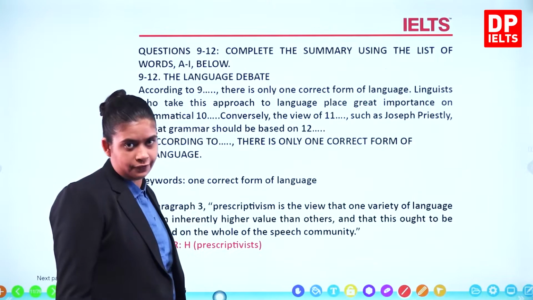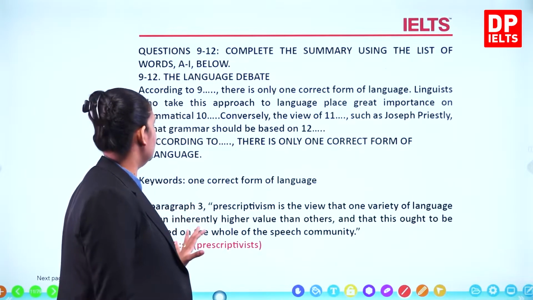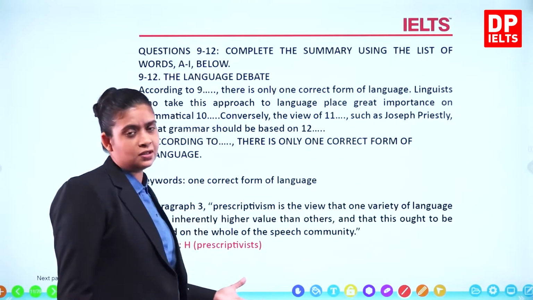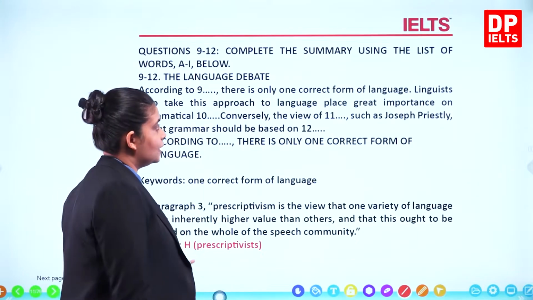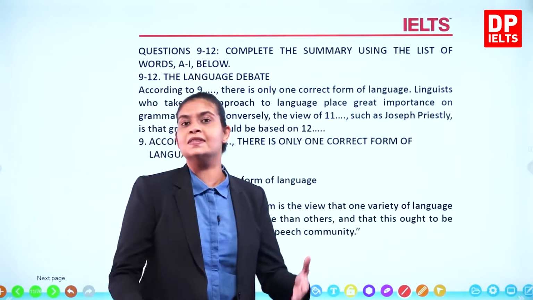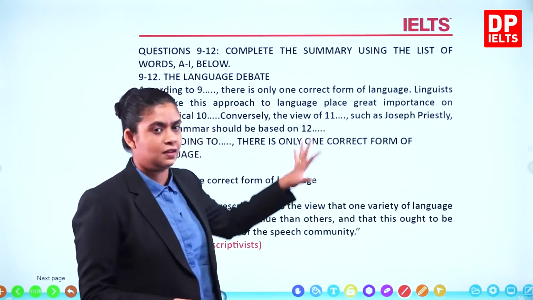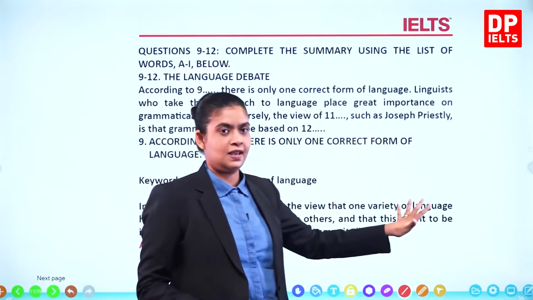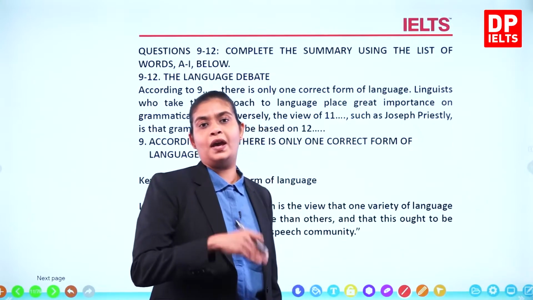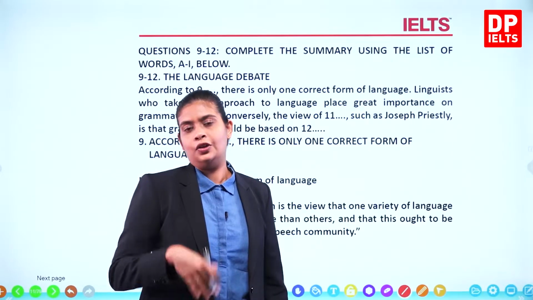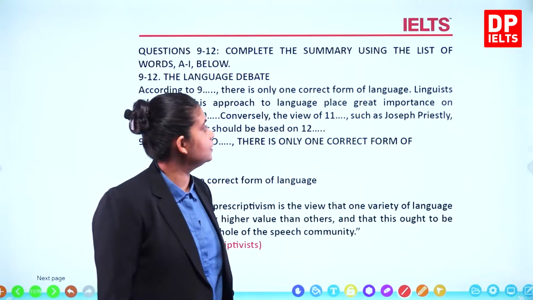Questions 9 to 12. Complete the summary using the list of words A to I below. So A to I, you should be going through it in your reading passage or paper. So as I always tell you, paper-based students, keep the paper in front of you. Computer-based students, you should have it on the screen on one side, and on the other side, you should have my video running. So when I tell you to go to para 5, 6, 1, 2, 3, you quickly scroll up and down and look at what we are talking about.